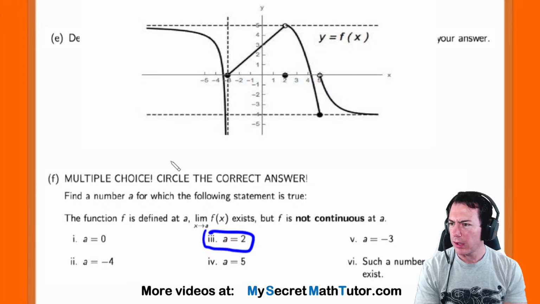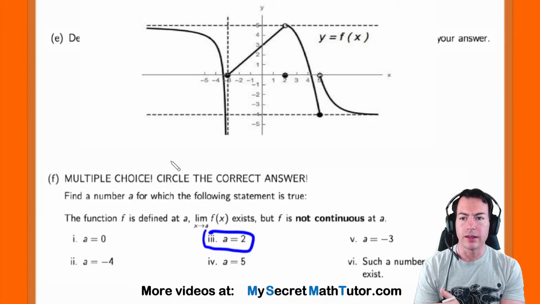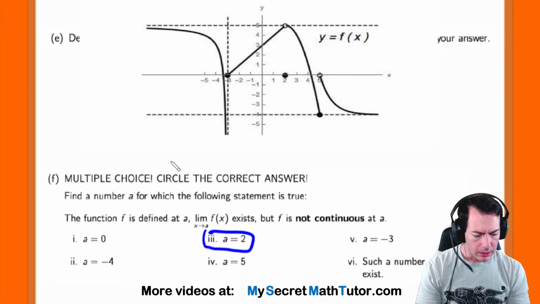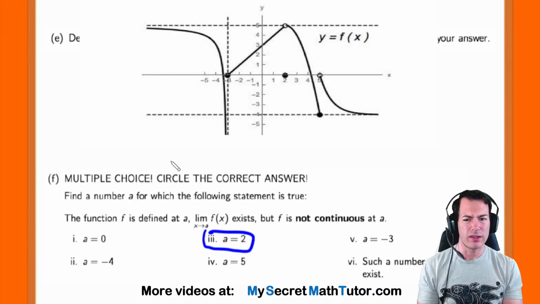We have any other values? What else we got? 5, the limit doesn't exist, so we don't want to look at that one. -3, the limit doesn't exist there, so we won't worry about that one. And the last option says such a number does not exist. That's not true. We found that 2 was really the number where the function had a value and the limit did exist, but since they weren't the same, they weren't continuous. Okay.